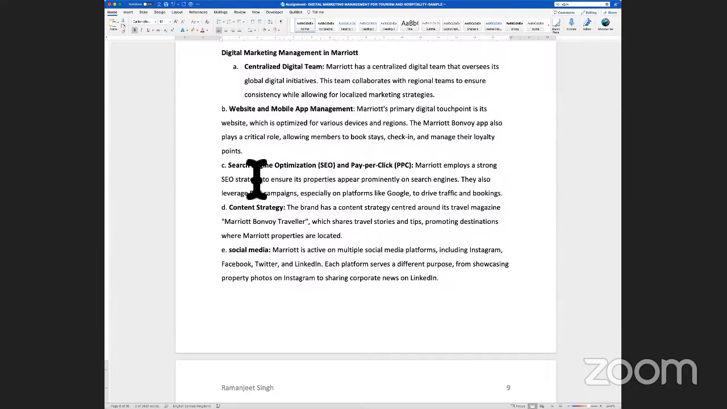They have their websites optimized, and they also advertise with pay-per-click advertising on Google and some of the other search engines like Bing and other sites. They have a content strategy in place, which is the Marriott Bonvoy Traveler. It's like a point-based system. So the more you use the hotel, the more you stay in different properties, the more points you accumulate, and that allows you to get free benefits from the Marriott hotel chain as you rack up these points.